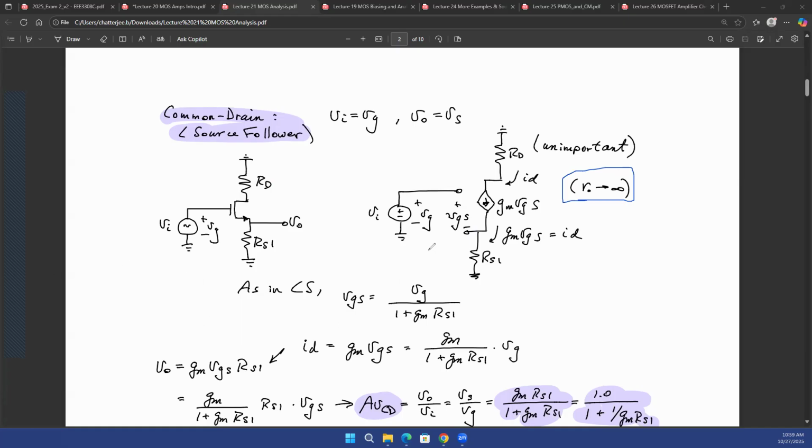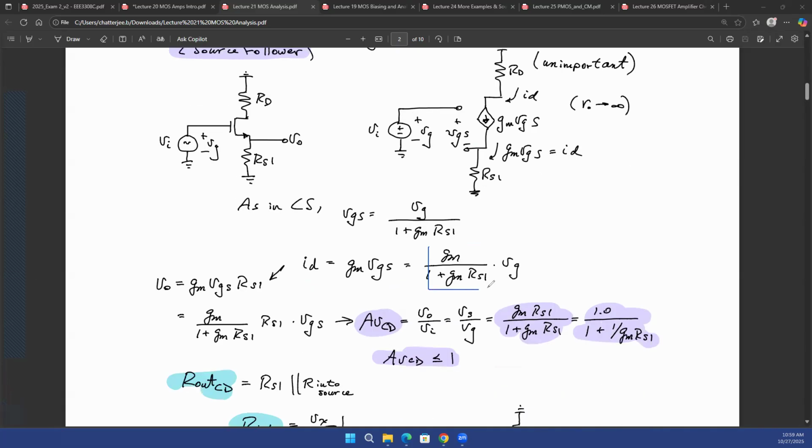All right. So if you do the same analysis that you did in the source degeneration case for common source, you'll find out your VGS is going to be VG divided by 1 plus GMRS. That's exactly the same equation that we learned in the last lecture. So your ID, which is GM times VGS, is going to be GM divided by 1 plus GMRS times VG. So of course, your effective GM in this case as well is GM divided by 1 plus GMRS. Right? So you still have source degeneration, and that makes sense because you do have a degeneration resistance at the source. So your effective GM is reduced to GM divided by 1 plus GMRS.